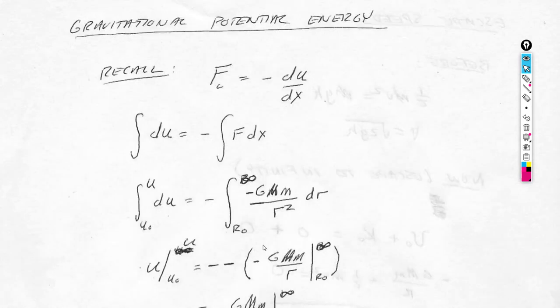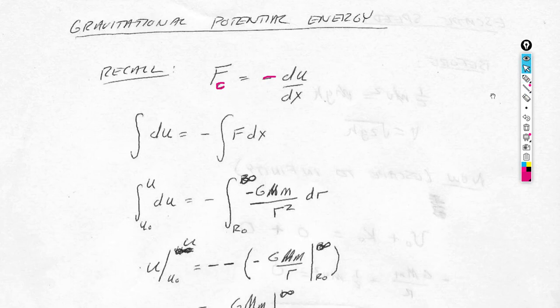Now, there's a couple ways to define the potential energy. One of them is the work required to take a particle to infinity. Another one is to recall that the conservative force is negative du dx. That comes from our other chapter. So negative du dx is the definition of the conservative force in terms of potential energy.